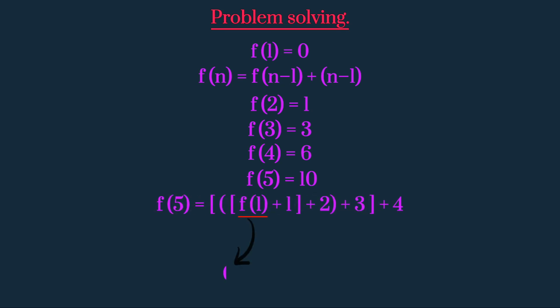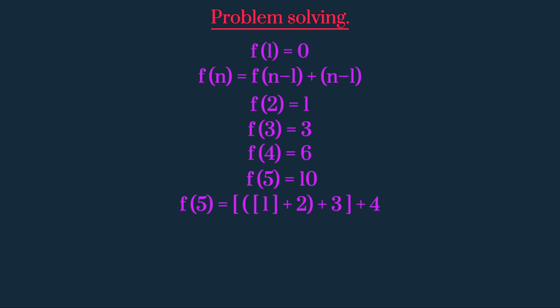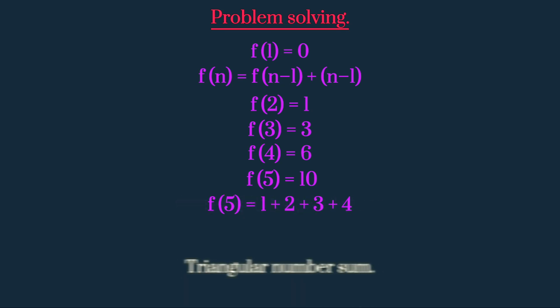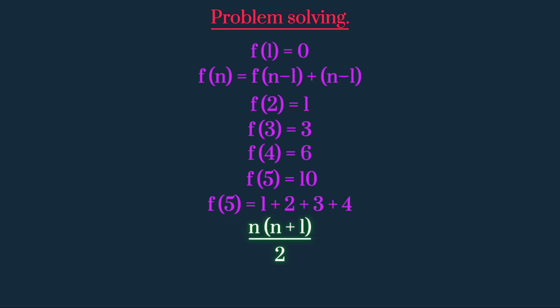And the function of 1 is 0, so this can just be 1. Let's ignore this bracket since addition is commutative. This is the triangular number sum, which means that the function values are triangular numbers. So one formula could be n(n+1)/2.